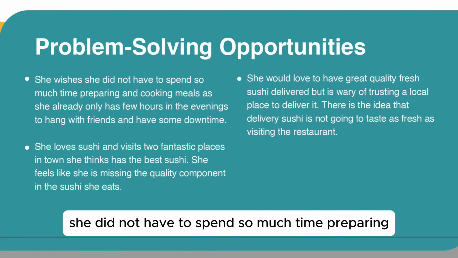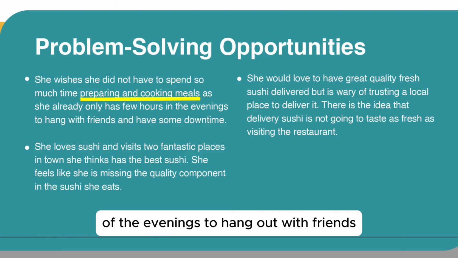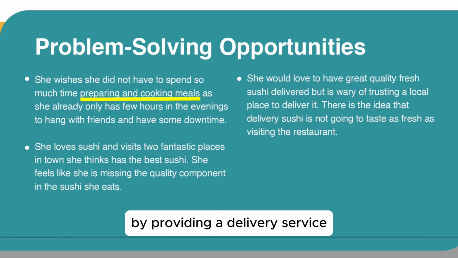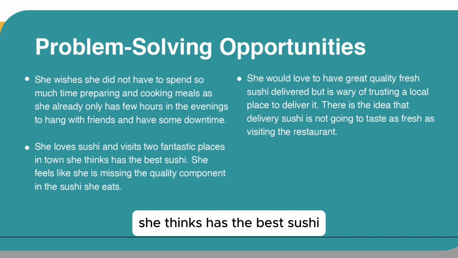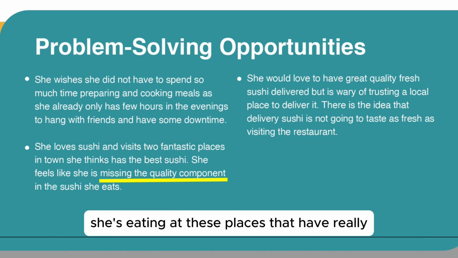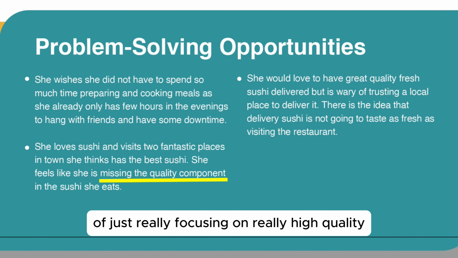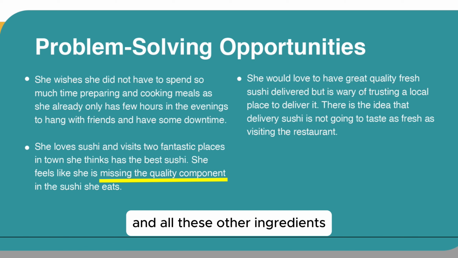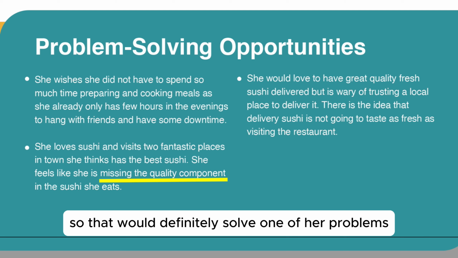So she wishes she did not have to spend so much time preparing and cooking meals, as she already has just a few hours of the evenings to hang out with friends, and she doesn't have a lot of downtime. So we're going to be solving that issue by providing a delivery service. She loves sushi and visits two fantastic places in town she thinks have the best sushi. She feels like she is missing the quality component of the sushi she eats. So she's eating at these places that have really Americanized sushi. And our place has that unique idea of really focusing on high quality fresh fish and not putting a bunch of junk on it and all these other ingredients, just really focusing on high quality sushi. So that would definitely solve one of her problems.